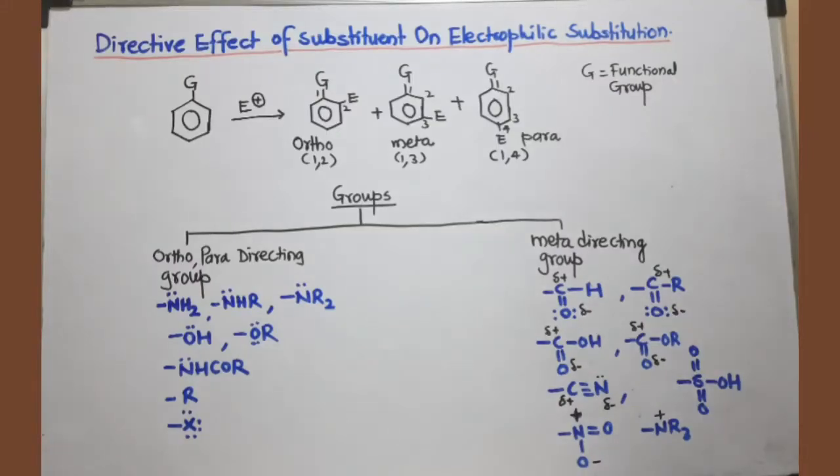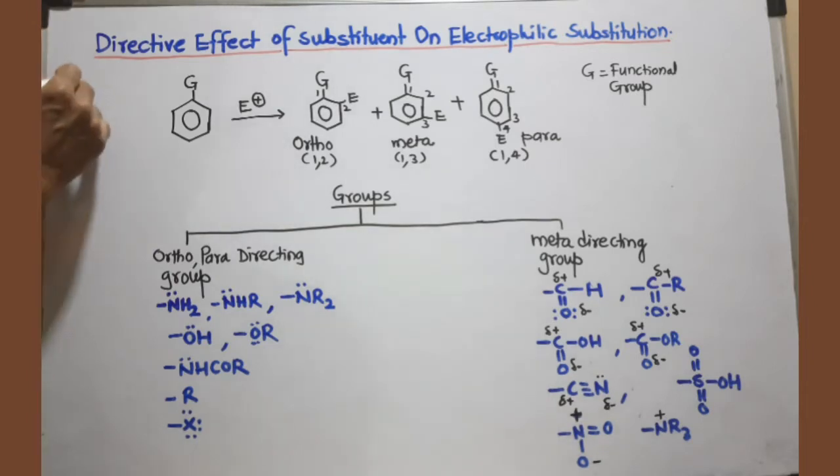Directive effect of substituent on electrophilic substitution reactions. Up till now, if you have seen all my videos on aromatic electrophilic substitution reactions, which are the common reactions of aromatic compounds, then you will come to know that when we do electrophilic substitution reactions, including nitration, sulfonation, halogenation, Friedel-Crafts alkylation, and Friedel-Crafts acylation, all these are the common reactions of the benzene ring or the aromatic ring.